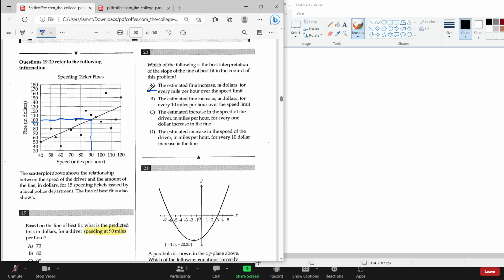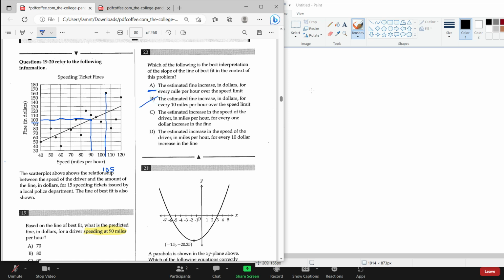So let's think about B. The estimated fine increase in dollars for every 10 miles per hour over the speed limit. Okay, so it increases for every mile per hour, not 10 miles per hour, because you see, for this point, for example, the speed here is about 105. It's not a 10. So it cannot be increased for 10 miles per hour because this value obviously is not a 10. So B is not the correct answer.